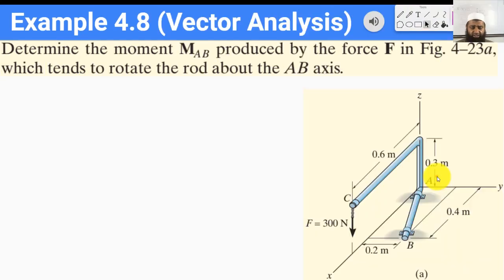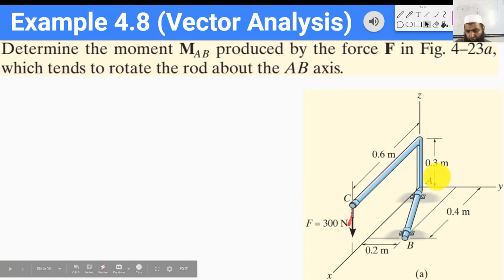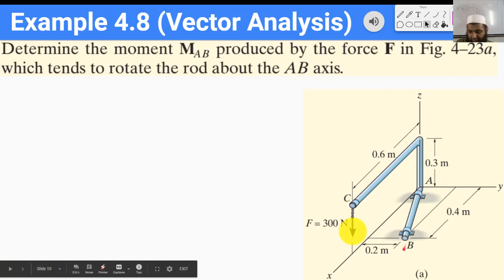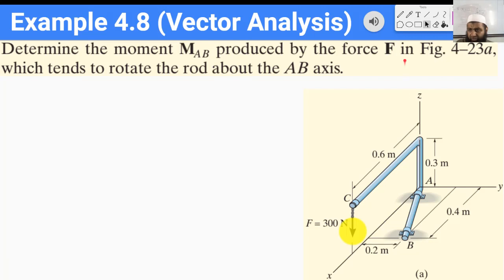Okay, let's look at this next example where we want to find the moment MAB produced by this force F along the AB axis. So we have this force of 300 newtons which is acting at this point C, and this is acting vertically downwards, and we want to find the moment of this force along this AB line. So the axis of the moment that we want to find is this axis.